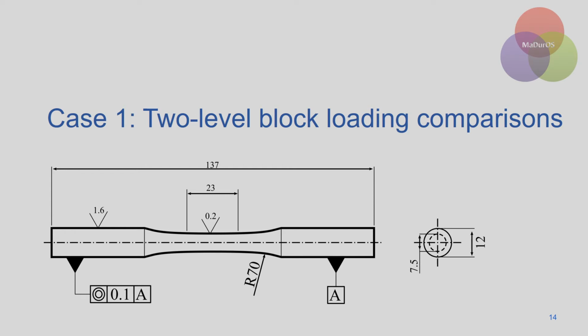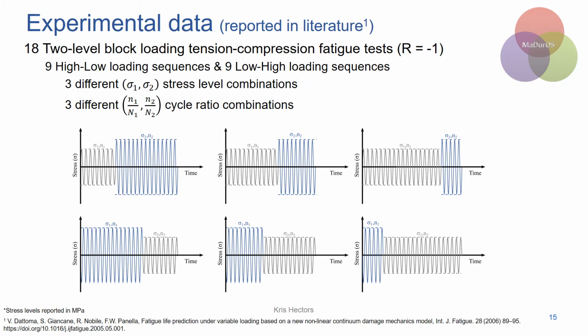The considered fatigue tests are fully reversed rotating bending fatigue tests on the specimen shown in this slide. 18 two-level block load tests were considered to compare the models' performance. These included 9 high-low and 9 low-high sequences. 3 different stress level combinations were used. The same were used for high-low and low-high, but reversed. Also 3 different cycle ratio combinations were used. The models were used to predict the remaining lifetime after the load block was applied.